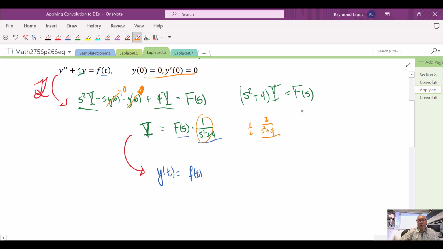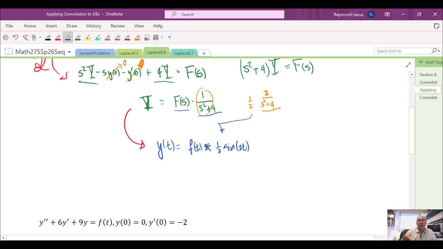Okay, and this is the sine function, and so this will give us in our transformation back, oops, this is a convolution back here, 1/2 of sine 2t. Now the 1/2 is constant, and you imagine this being in the convolution integral. You can move that constant all the way out, not a big deal. So you can have a 1/2 and then f of t convolved with sine 2t.